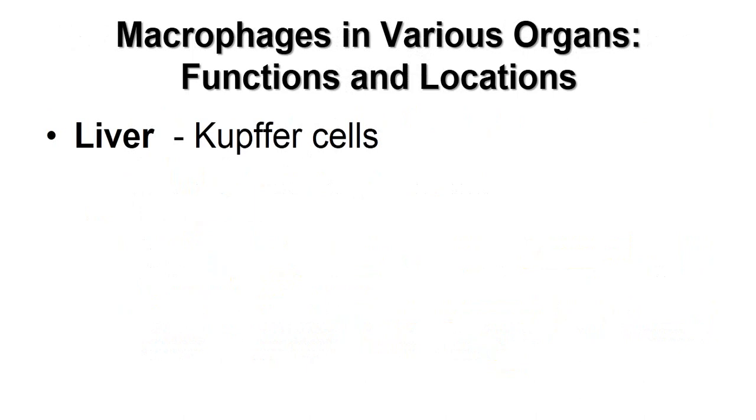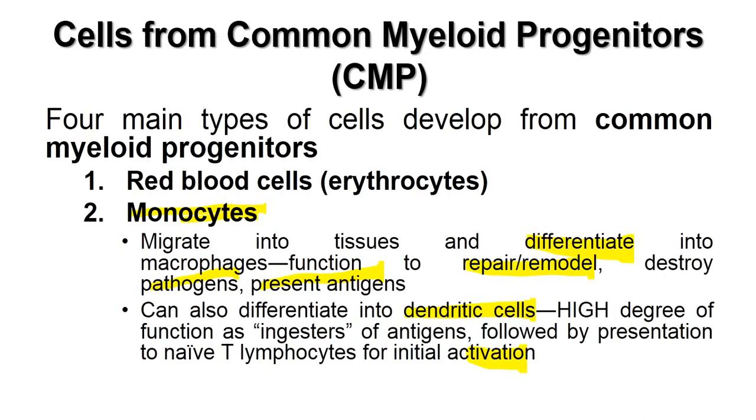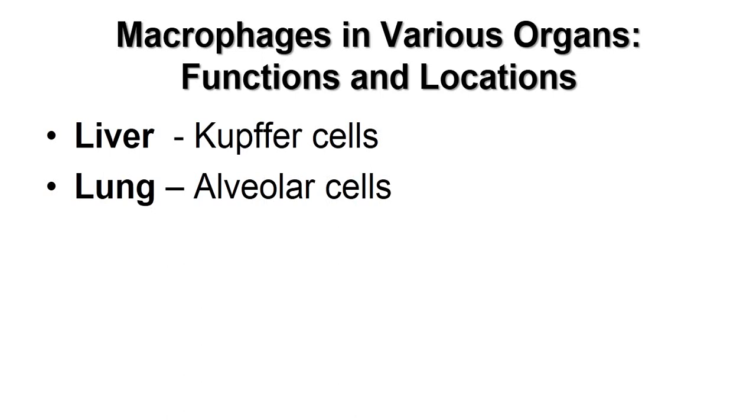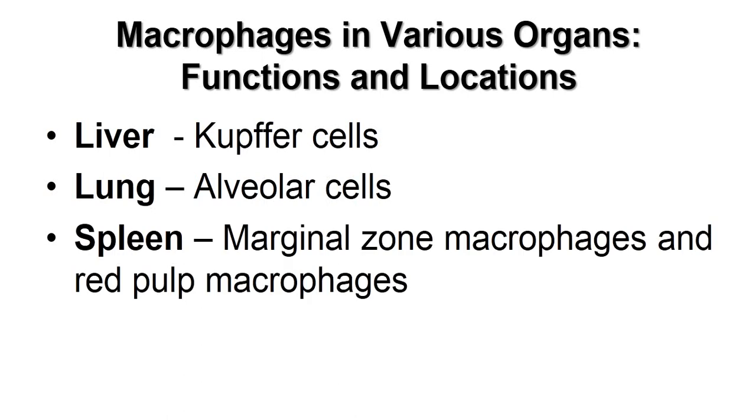Coming to the third subtype, when you talk about the monocytes, when they migrate to the tissues, they become macrophages. Now depending on which tissue the monocyte migrates, you have different types of macrophages. We'll have some of the macrophages in various location and function. Liver, the macrophage is called as Kupffer cells. Lung, alveolar cells. Spleen, its marginal zone macrophage and red pulp macrophage. Bone, the macrophages are osteoclast.